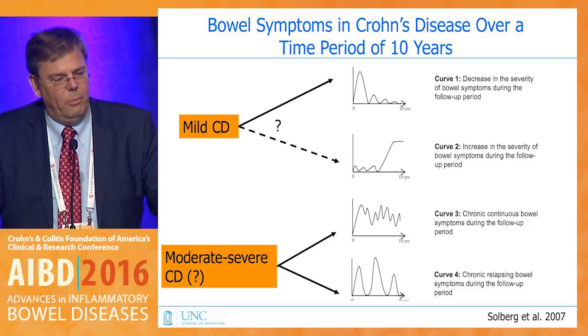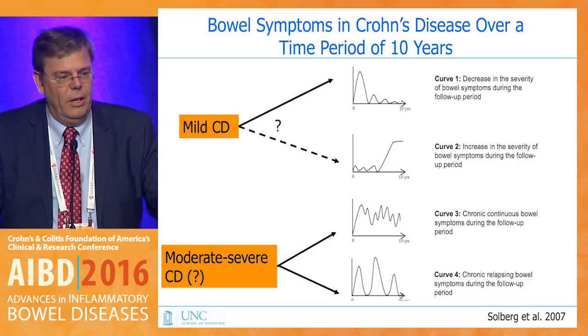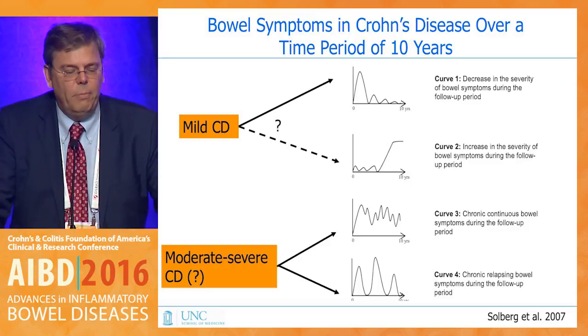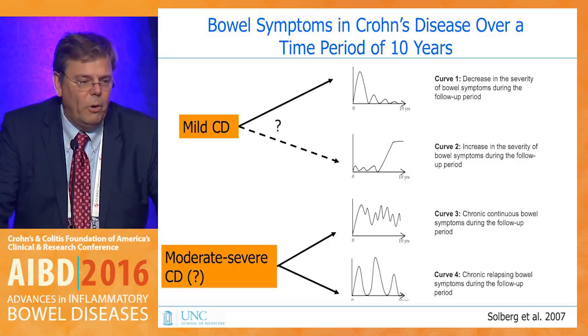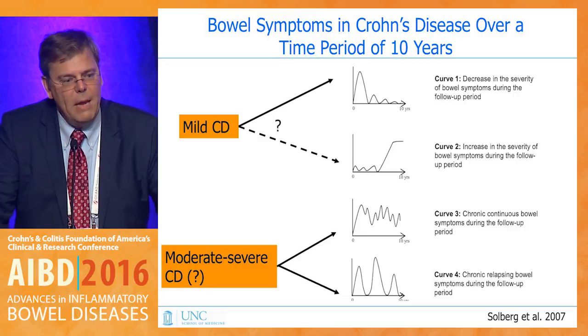And then you have, of course, moderate to severe Crohn's disease, and that's much easier to define with the symptoms. Here you have two curves, curve 3 and curve 4. These are chronic continuous bowel symptoms or chronic relapsing bowel symptoms. And I think that's easier to recognize. I think the main problem is this patient with very mild disease, which later on develops severe disease.